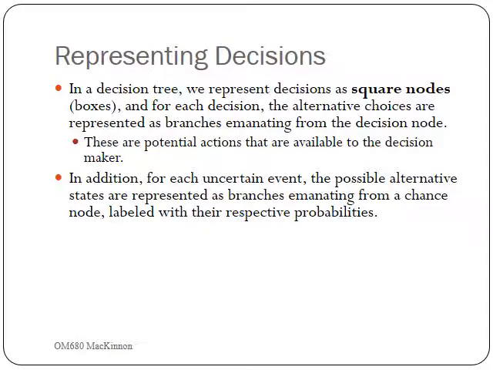Now, how do we represent decisions in a decision tree? We've already said that a chance node is a circle. We saw that in the probability tree. Decisions are square nodes, and for each decision, there are alternative choices coming out from the decision node. These are the potential courses of action that are available to the decision maker. Also, for each uncertain event, the alternative states are represented, and we've seen that already.